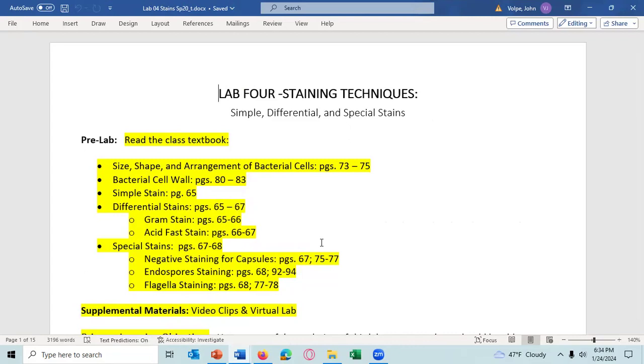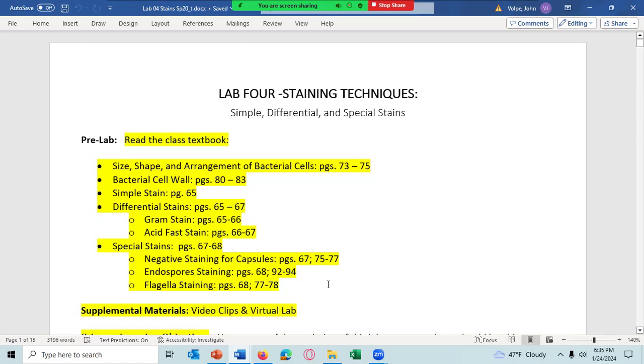There is some reading in the textbook before you do the lab. You need to read about the size, shape, and arrangement of bacterial cells. Just a page or two, page 73, 75, and read about the bacterial cell walls, page 80 to 83. The simple stain, read about that on page 65. The differential stain on pages 65 to 67. The Gram stain is pages 65 and 66, and an acid-fast stain, page 66 to 67. Read about the special stains on pages 67 to 68, about capsules, endospore staining, and flagella staining. All of these are special stains.